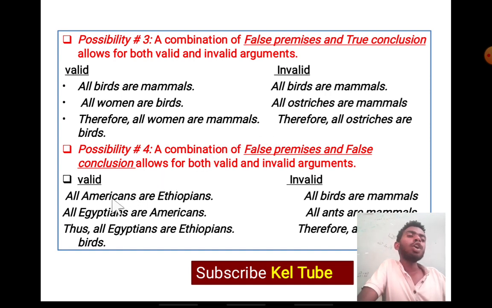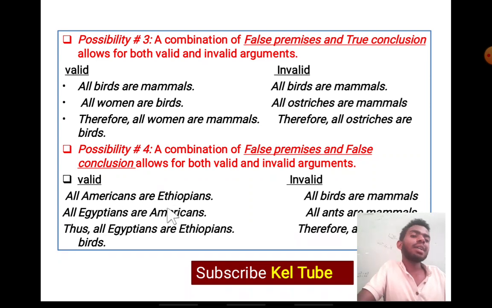False premises and false conclusion, it can also be valid or invalid. All Americans are Ethiopians. All Egyptians are Americans. Thus all Egyptians are Ethiopians.